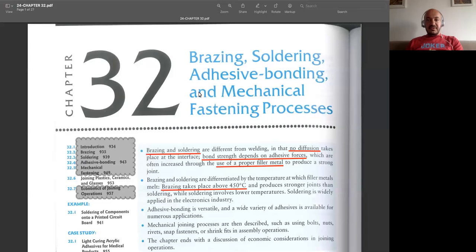Hey, this is chapter 32 and the last chapter of the semester also. We'll be talking about another type of joining processes this time. They are not about welding, but we will be talking about brazing and soldering. These two are very similar to each other. And then we'll be briefly talking about adhesive bonding. And lastly, we'll have a look at some examples of mechanical fastening processes.